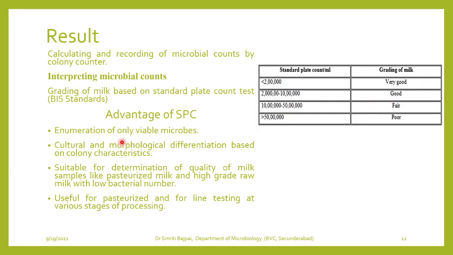Now coming to the advantages of standard plate count: enumeration of only viable cells. Earlier, viable and dead cells, non-viables, were also counted, but here only viable cell counting will be there. Cultural and morphological differentiation based on the colony characteristics. So after the counting, or if we go for biochemical analysis, we can also see the morphological characterization, and we can identify the organism also. Then it is suitable for the determination of the quality of milk, and useful for pasteurized milk. So all these are the advantages.